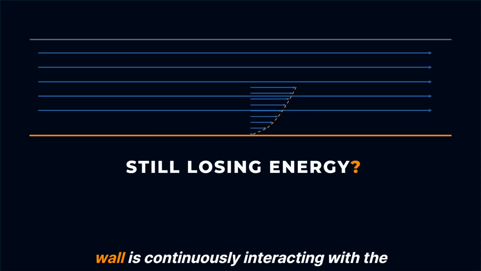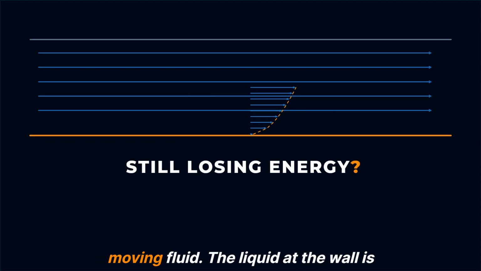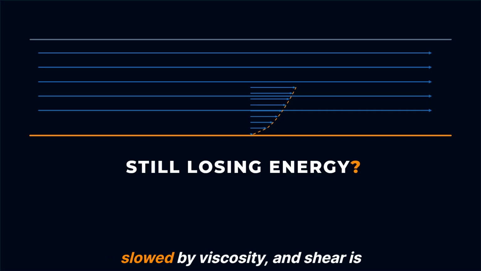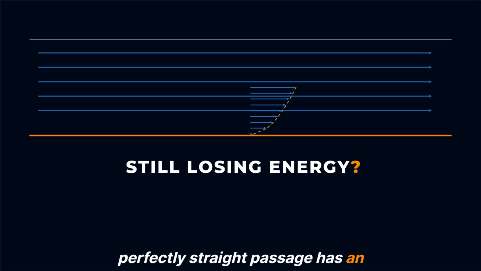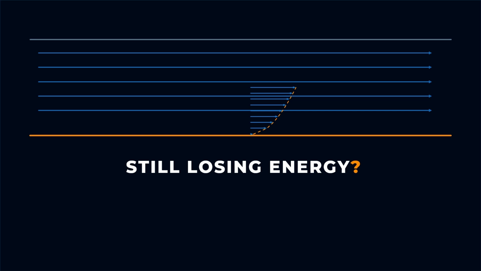Why? Because the wall is continuously interacting with the moving fluid. The liquid at the wall is slowed by viscosity, and shear is transmitted through the fluid. So even a perfectly straight passage has an unavoidable hydraulic loss.